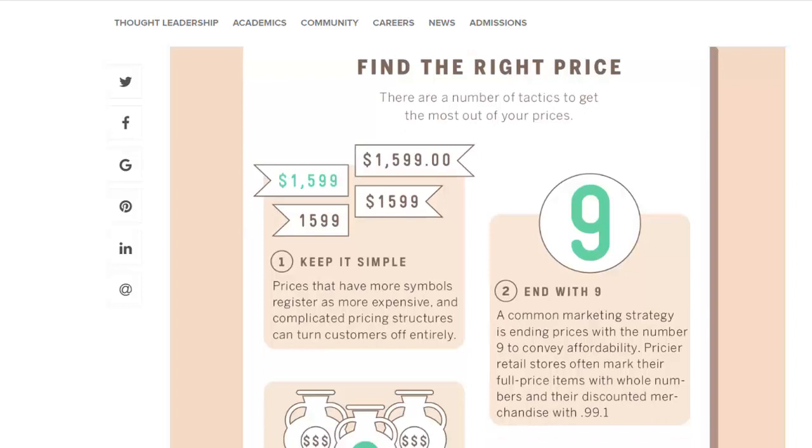Some of them you may have remembered from Principles of Marketing. Keep it simple. This is a very interesting point here. You look at the pricing of this product, $15.99. You have some with the symbols, the dollar signs, the commas, the decimal places, and the zeros added. And it is basically saying the more symbols you have, the more expensive the product seems. So it goes from this price tag here to this one that's just $15.99. Looks less daunting.